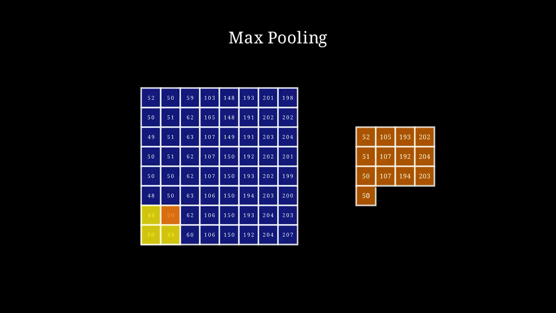So if a feature like an edge appears slightly shifted in the image, pooling still captures it. It doesn't care about the exact position, just that the feature exists. This gives the network a bit of flexibility. And as a bonus, it also reduces the size of the data, which becomes crucial for larger images.